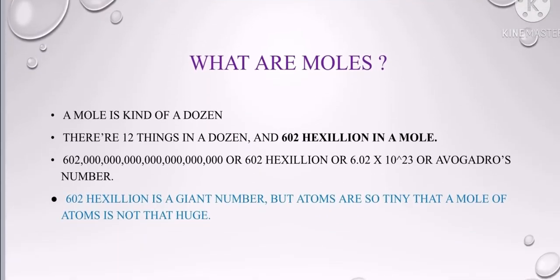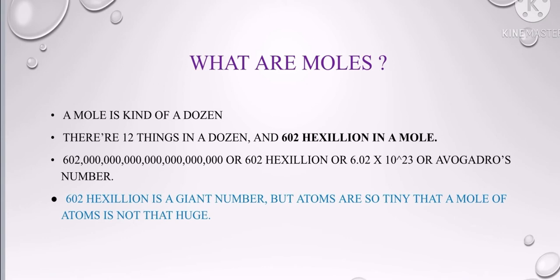What are moles? A mole is a kind of dozen. As you know, a dozen is 12 things. That means, for example, a dozen donuts would be equivalent to 12 donuts. And a mole is exactly the same, but with a different amount. For example, a mole is equivalent to 602 hexillion.